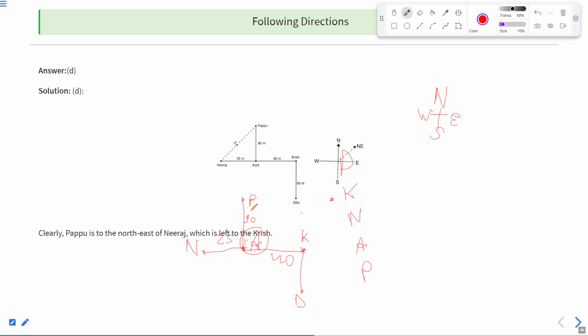Neeraj, Arpit, Pappu, Krish, Dilip, you have drawn it absolutely correctly. This is 25, this is 90, this is 40, this is 60. Note that. So, northeast, no one is.